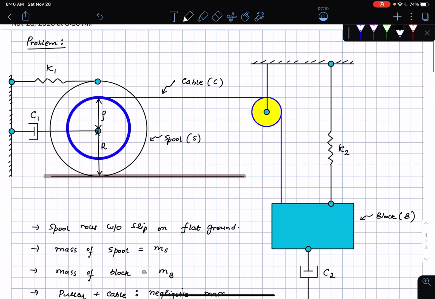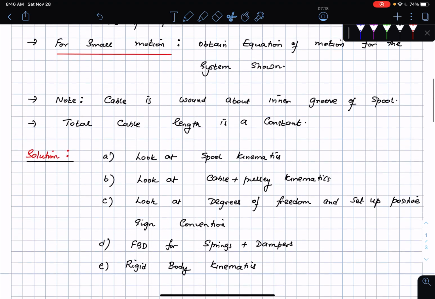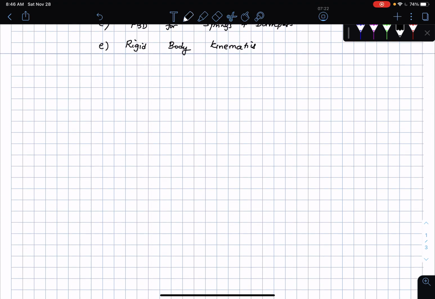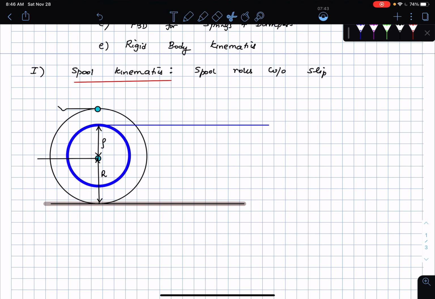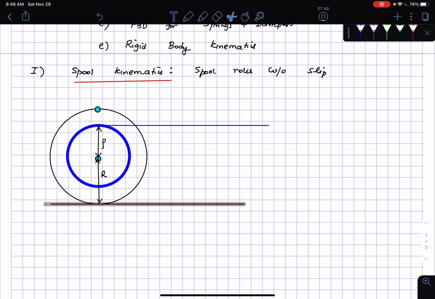I'm going to take the spool and start doing some kinematics on that. You already have seen this many times in the past, so this is not something new, in my previous problems and so on. So let us look at spool kinematics. In this we are told that it's rolling without slip. So bring that here, and we need to start labeling some things. I'm going to cut that off. I'm going to cut that off as well.